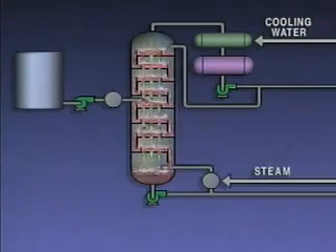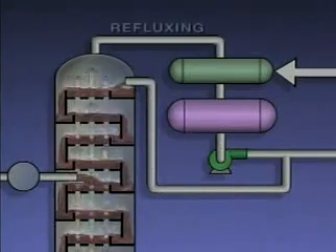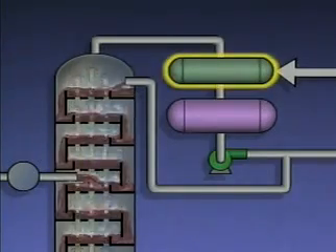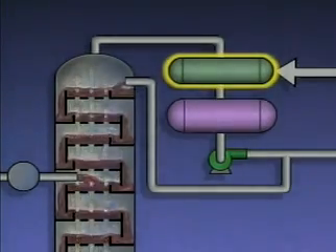This is sometimes referred to as overlap. Distillation systems use several methods to help maximize the purity of the products. One of these methods is called refluxing. The vapors coming off the top of the tower are condensed in a condenser and then collected in a receiver.